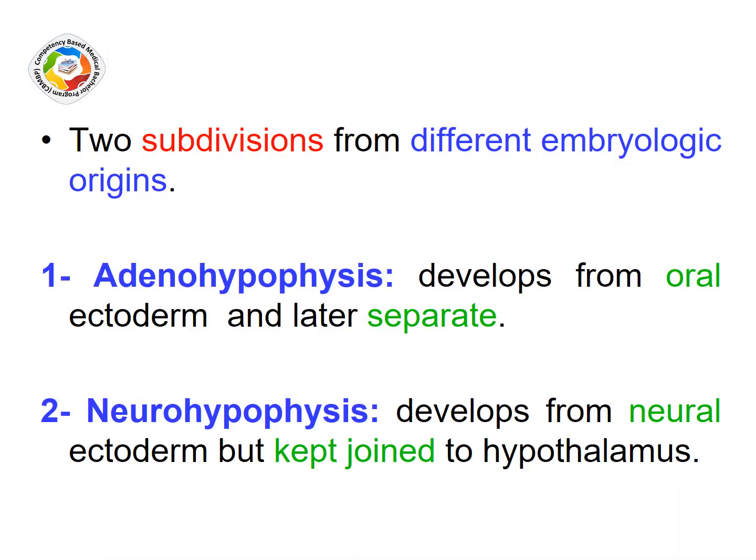The pituitary gland has two subdivisions from different embryologic origin. First, the adenohypophysis, or the anterior pituitary, developed from oral ectoderm. The second is the neurohypophysis, developed from neural ectoderm, but kept joined to the hypothalamus.